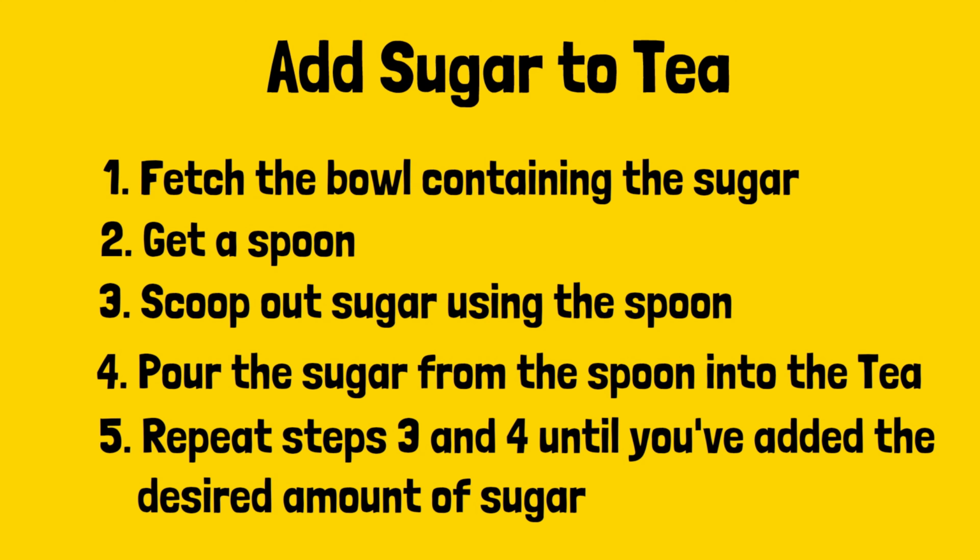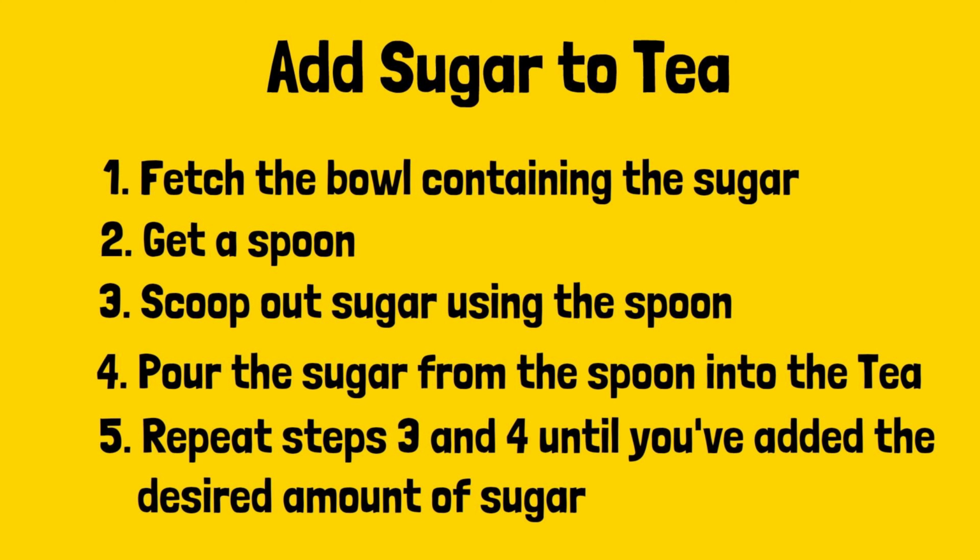So let's look at the algorithm that I have up on this screen. We've already looked at an algorithm for making tea. So now we're going to look at one little step, and we have an algorithm for adding sugar to tea. So in this algorithm, step one is to get the bowl containing the sugar. Step two is to get a spoon. So we're assuming we have loose sugar here. Step three is to scoop out sugar using the spoon. And step four is to pour the sugar from the spoon into the tea. And of course, if you want more than 1 teaspoon, then you have to repeat steps 3 and 4 until you've added the desired amount of sugar.